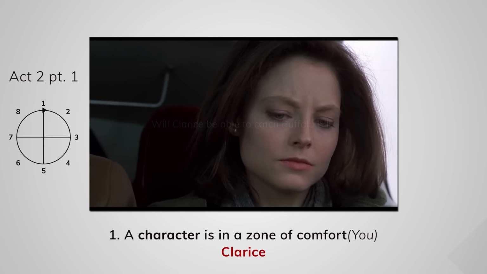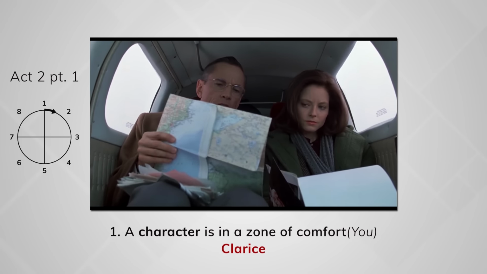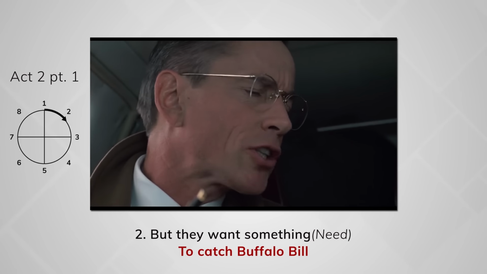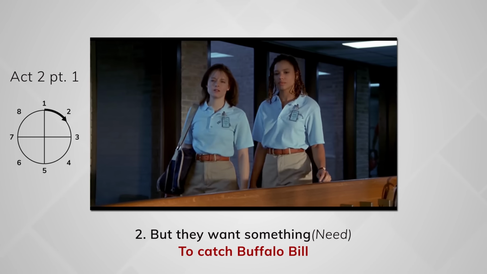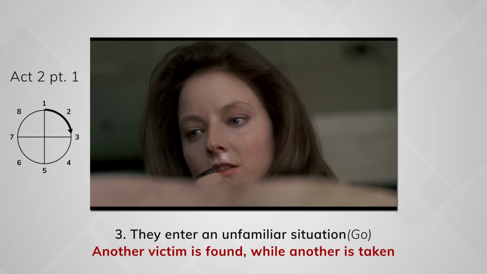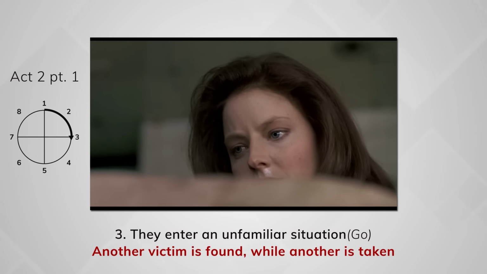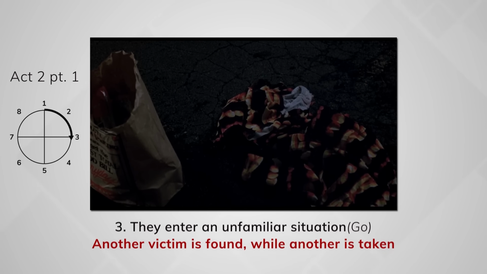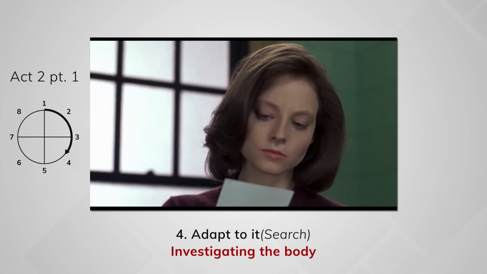In the first part of the second act, again, Clarice is our character. Her want is to find and capture Buffalo Bill. This is the way she will achieve her overarching want, which is to become an FBI agent. Clarice enters a new unfamiliar situation when a new body is found. Also unknown to her, Buffalo Bill has taken another victim. Clarice adapts to this new situation and goes to investigate the body.